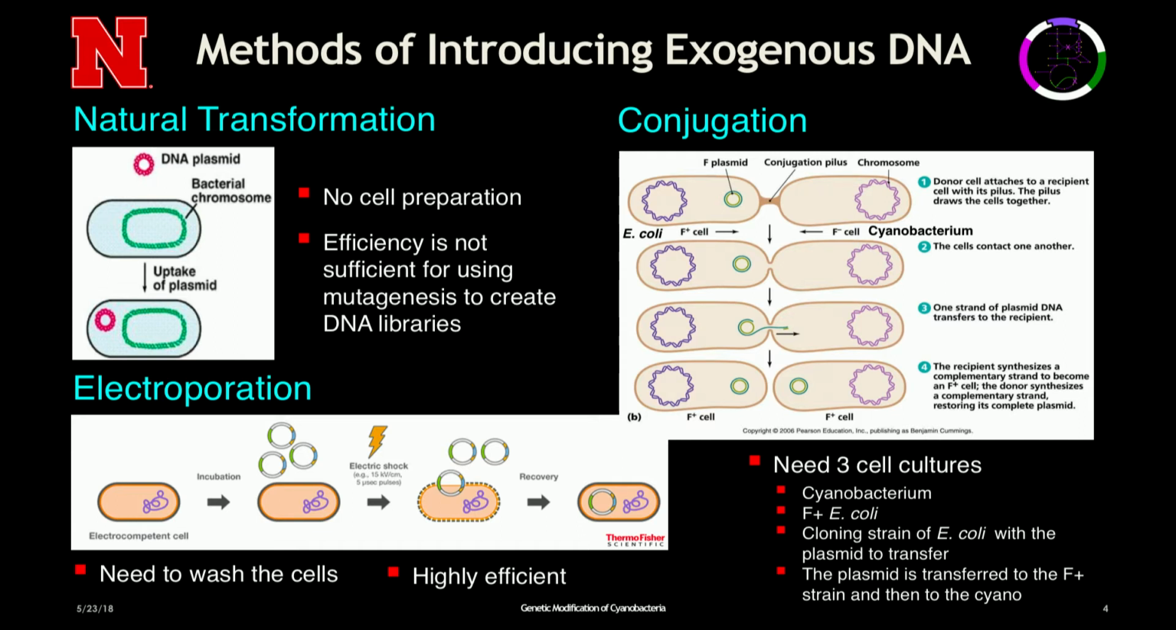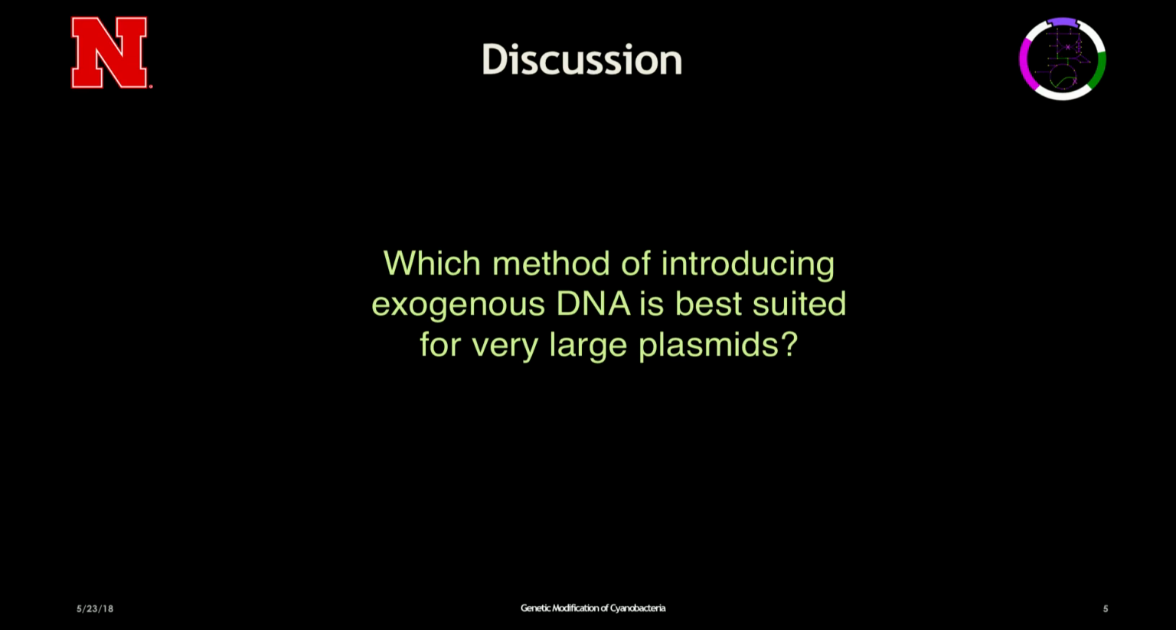Now, hold on to this thought. How many cloning techniques have we just discussed? 3: natural transformation, conjugation, and electroporation. Okay, are we good with this? We all understand the pluses and minuses for all of them. Now, think about it. Which method of introducing exogenous DNA is best suited for large plasmids, and why? You have a large plasmid and you would like to clone that in your system. Which method will you use and why?